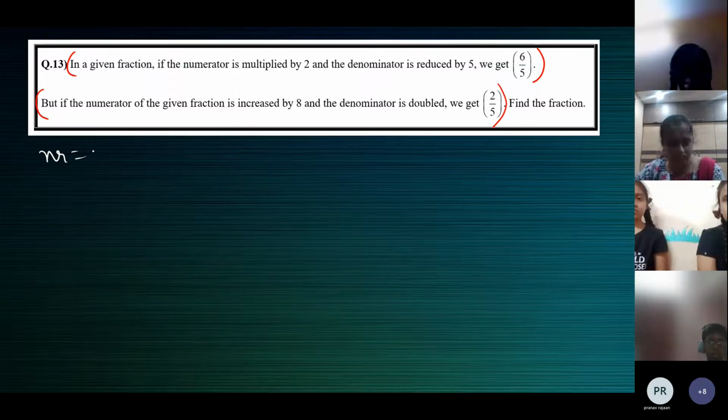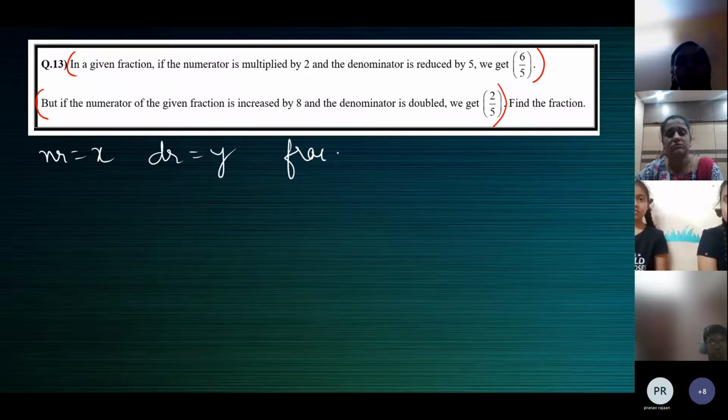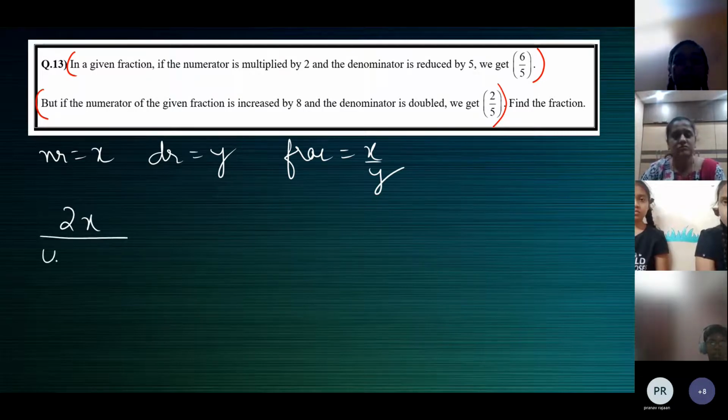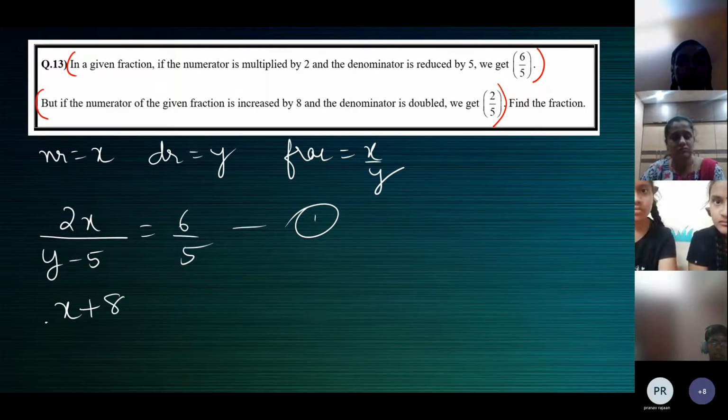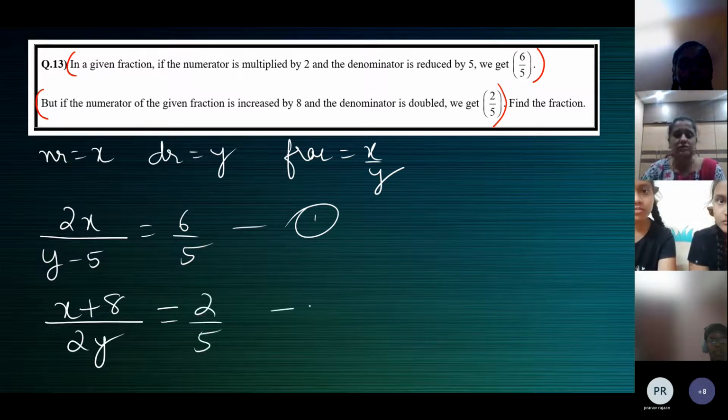Ma'am, let the numerator be x and the denominator be y, and the fraction is x by y. The first equation is 2x by y minus 5 is equal to 6 by 5, and the other equation is x plus 8 by 2y is equal to 2 by 5. Very good. Correct.